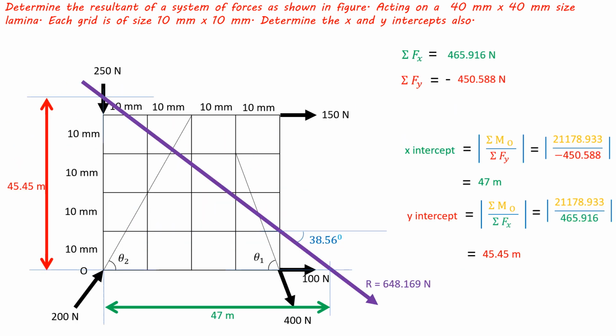So finally, locating the resultant. From point O, X-intercept is 47 mm and Y-intercept is 45 mm. And resultant is having a magnitude of 648.169 newtons and making angle of 71.57 degrees to the horizontal. So, sorry, 38.56 degrees to the horizontal.